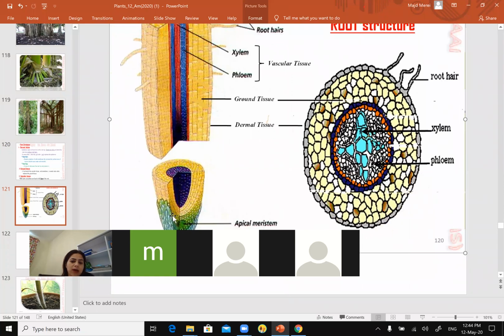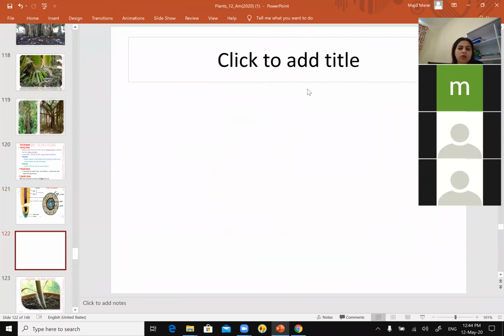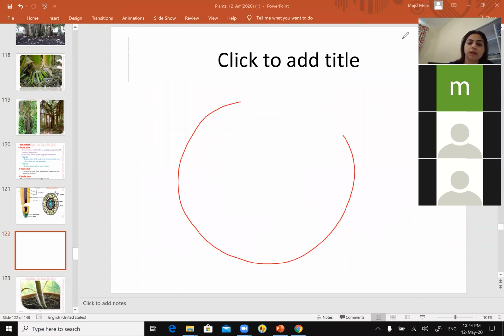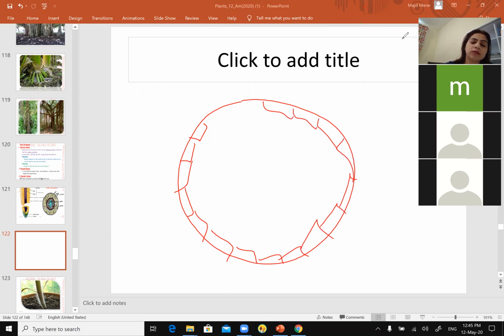Okay, can you notice the root cap here? Let's draw together now a cross section within the root. I'm going to start with the outermost layer. It is only one cell thickness, right? So this layer, it is only one cell thickness. What is the name of this tissue? Epidermis. Dermal tissue.